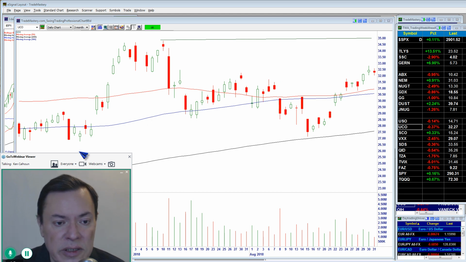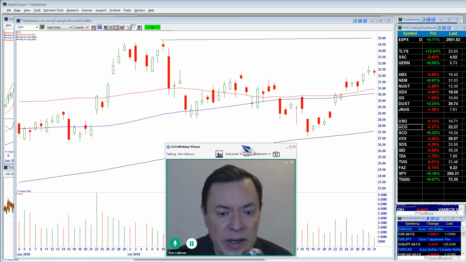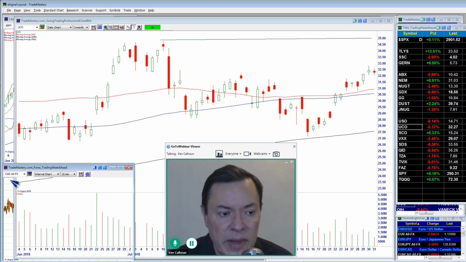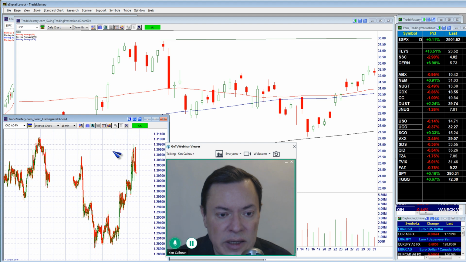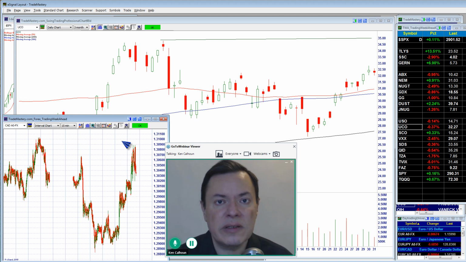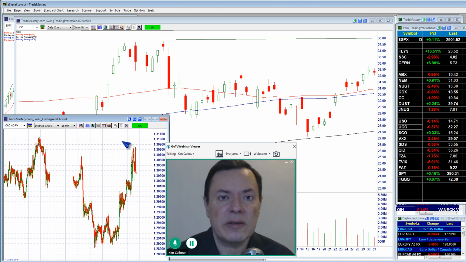For the world's currency traders, the dollar CAD looks to be the best of the charts out there. US dollar to the Canadian dollar, we're getting up to the previous resistance area.